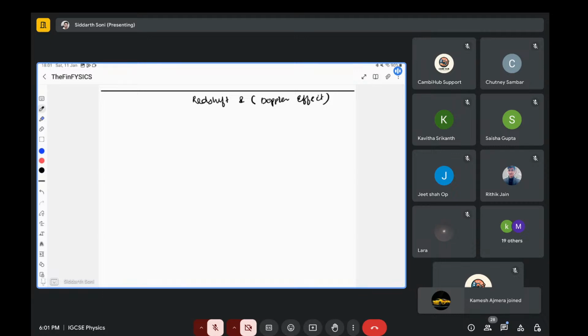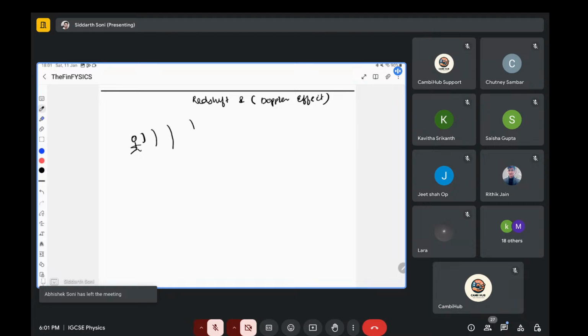Visualize that this is me singing a song. When I'm singing a song, what I'm doing is making wave fronts. Wave fronts are basically all the crests of the wave or the troughs, and this is you. You people are going to hear the same frequency as the frequency by which I'm emitting sound waves. So whatever is the frequency of the source, the frequency of the observer is the same.